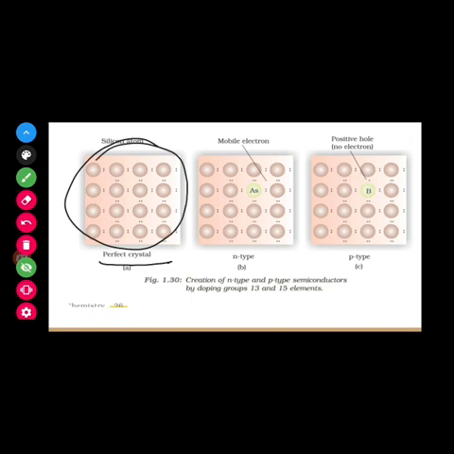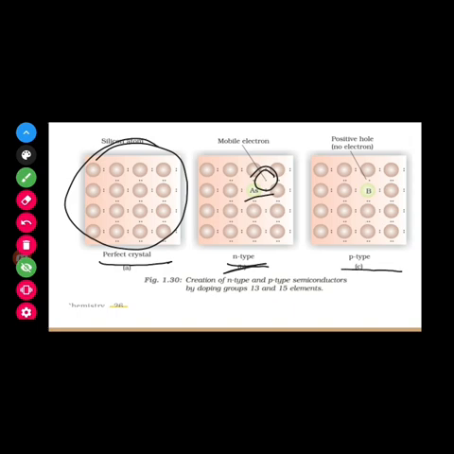Here you see an N-type semiconductor, where you have an impurity. Arsenic is the impurity. Since it is from group 15, you have an extra electron here. This extra electron will be the one which is conducting. Since this negatively charged electron is conducting electricity, we call it an N-type semiconductor.